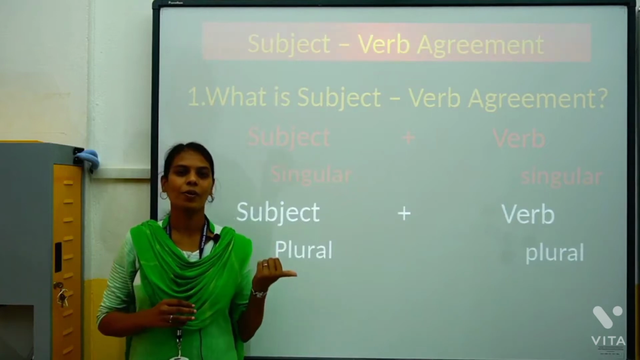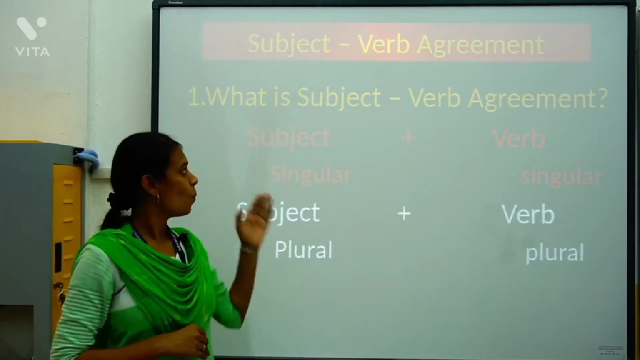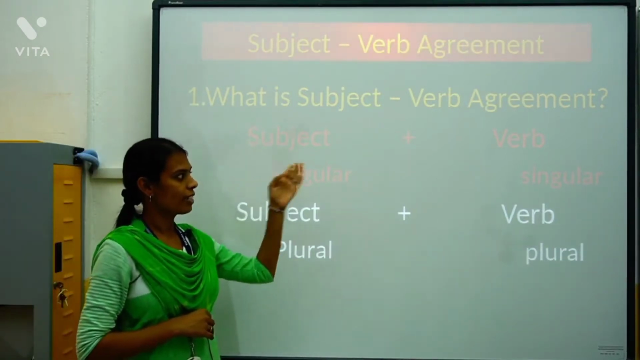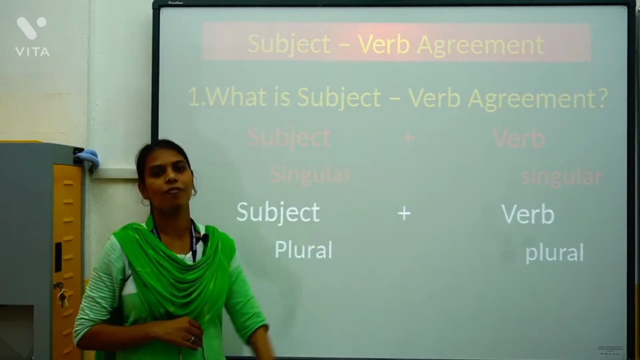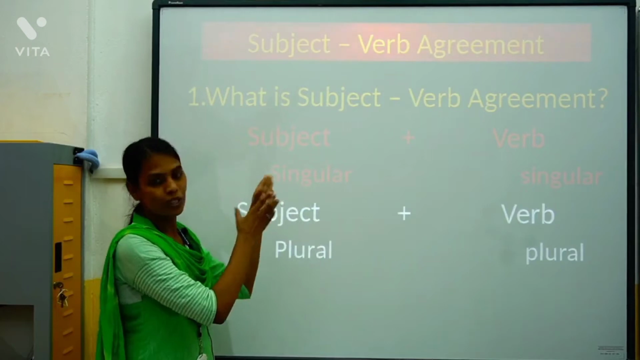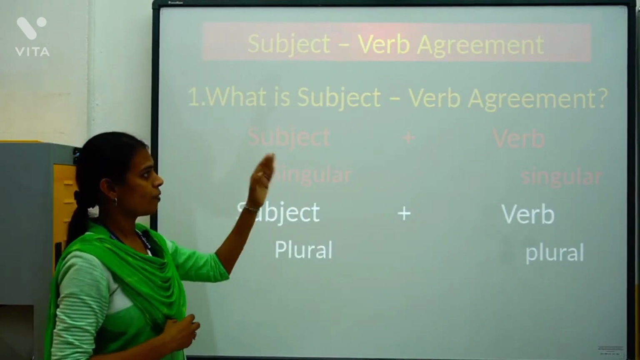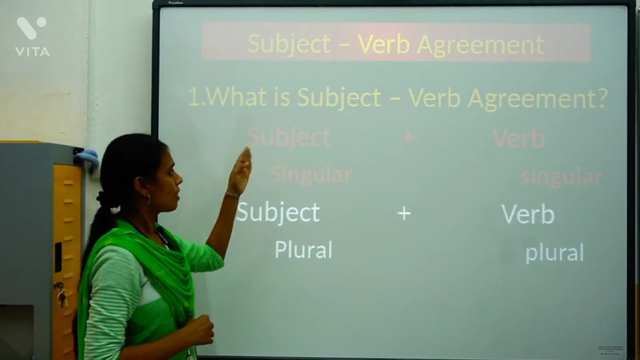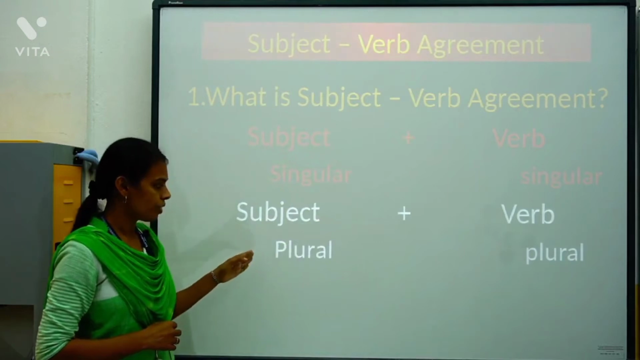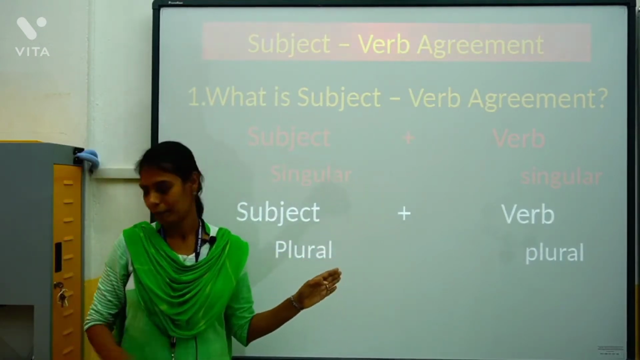Yes. Now we are going to see subject, verb and agreement. First we will see what subject, verb and agreement is. Here the subject has to get along with the verb. It must go together hand in hand, okay? So the rule of subject, verb and agreement is: when the subject is singular, the verb also is singular. When the subject is plural, the verb also will be plural, right?